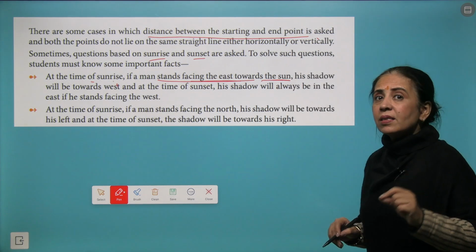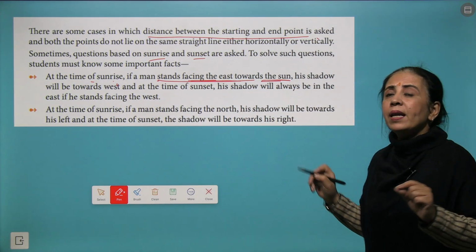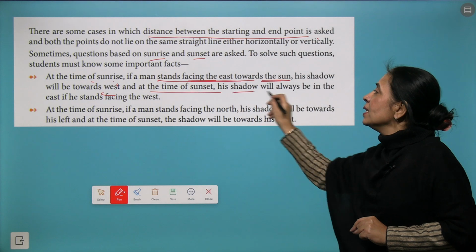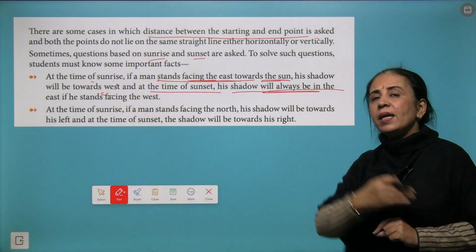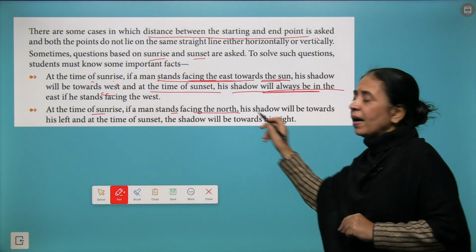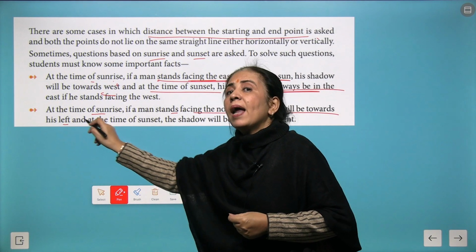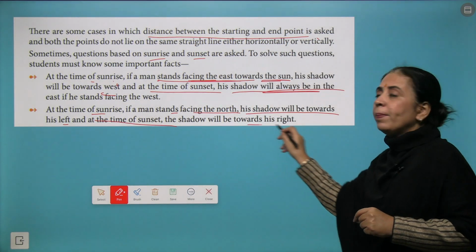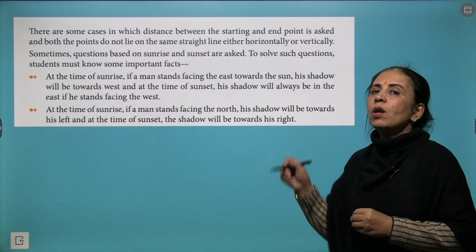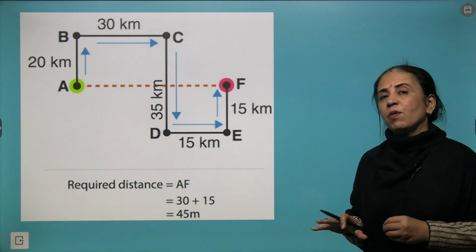The first one is, at the time of sunrise, if a man stands facing the east towards the sun, then his shadow will be towards the west. And at the time of sunset, his shadow will always be in the east direction. Similarly, at the time of sunrise, if the man is standing facing towards the north, his shadow will be towards his left. And at the time of sunset, the shadow will be towards his right direction. So the shadow is going to change based on where he is standing and whether it is a sunrise or a sunset. Now let's look at some of the examples.